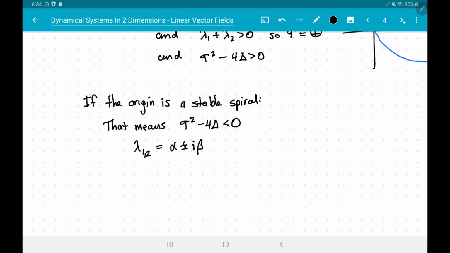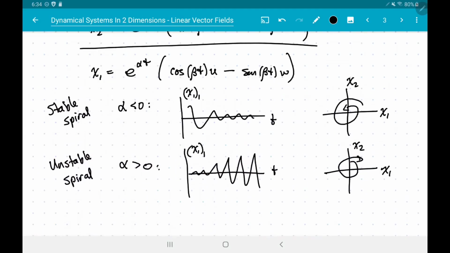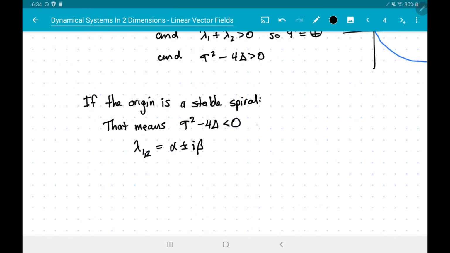Stable depends on the real part of the eigenvalues. So just to remind you of this, the real form of these solutions is an e to the alpha t part times an oscillatory part. If alpha is negative, then this term will shrink and we'll have a stable spiral. So alpha is less than 0.